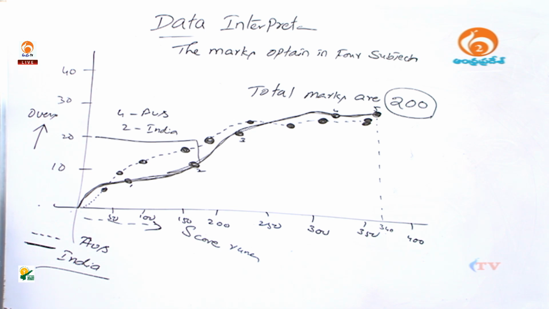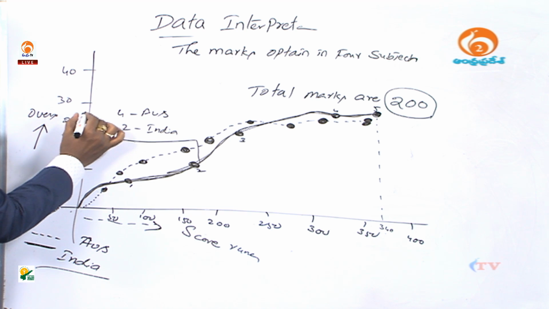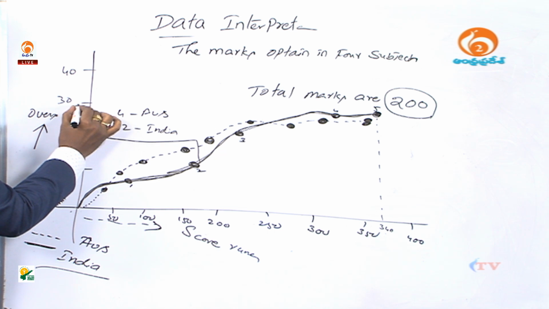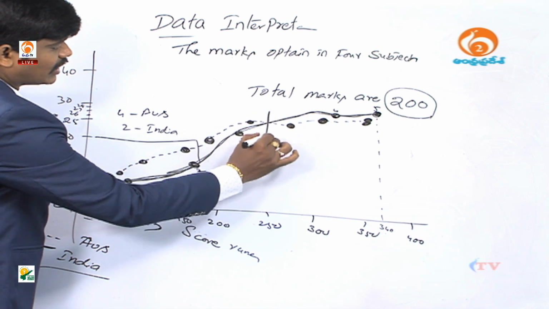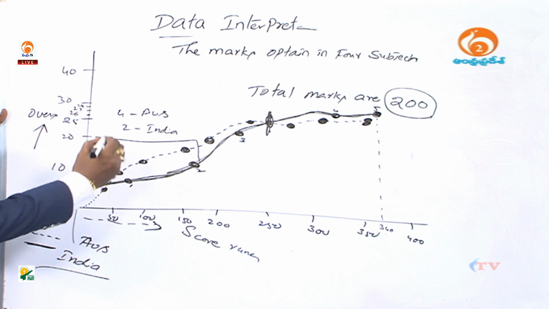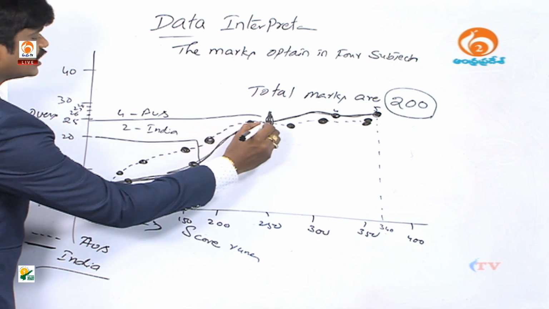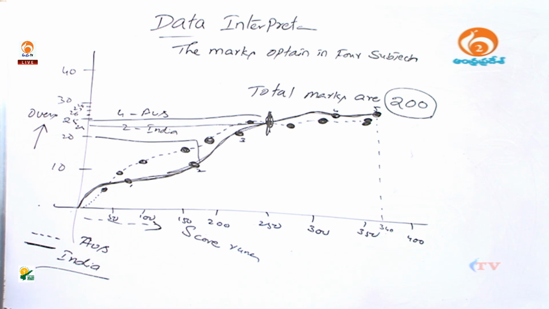And next, at approximately how many overs will the scores be almost equal? In how many overs will the score be equal? Here India and Australia's scores are almost equal, at approximately 24 overs. At the time of 24 overs, India and Australia are at an equal stage.